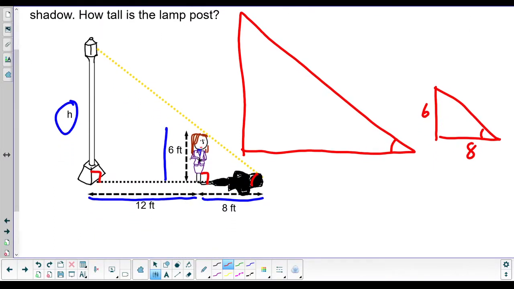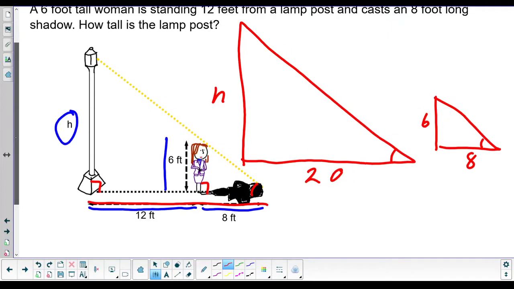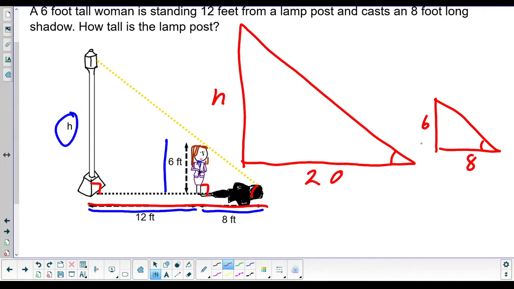Now we want to know how tall is this? What's h? Well, we don't know the hypotenuse. We don't have a way of calculating that yet. But we can see she's 12 feet from the base, and then the shadow goes 8 more feet. 12 plus 8 is 20. So this whole bottom piece here, that's 20 feet long. So now, even not knowing this little angle here, we can set up a trig ratio. Because we're going off this angle, it would be opposite and adjacent. So this could be tangent of theta equals 6 over 8. And we could reduce that to 3 over 4.